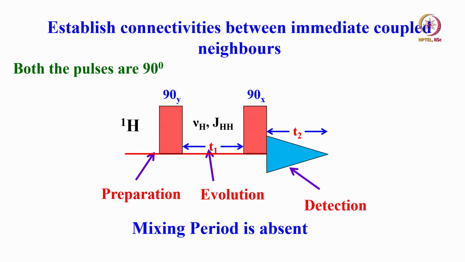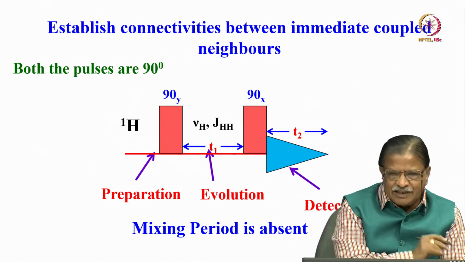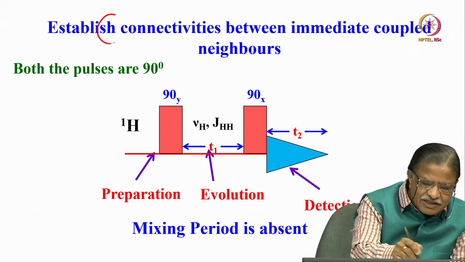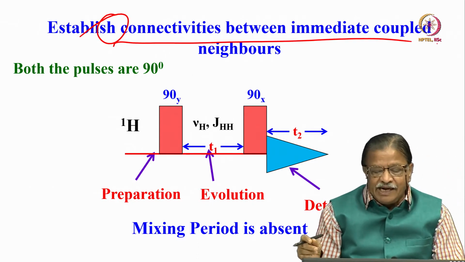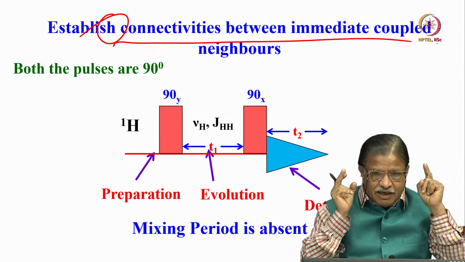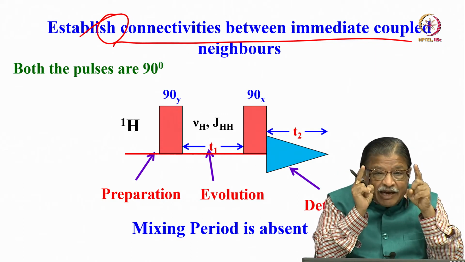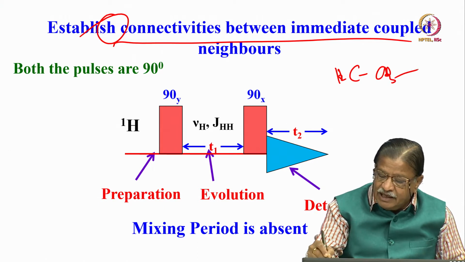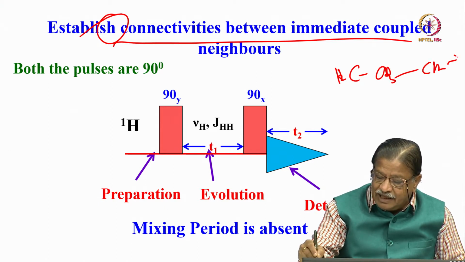What does COSY do? COSY, correlated spectroscopy, is the expansion for it. It establishes connectivities between immediate coupled neighbors. To understand immediate coupled neighbors, for example, I have a molecule CH2, CH3, some CH2X like that.